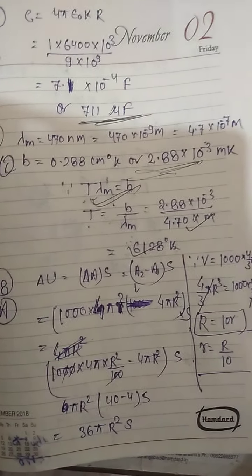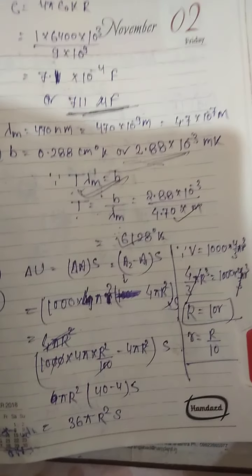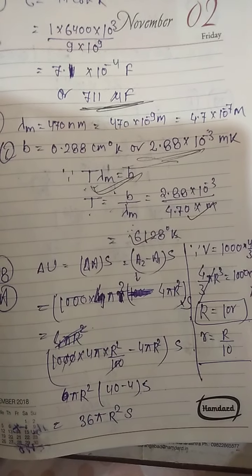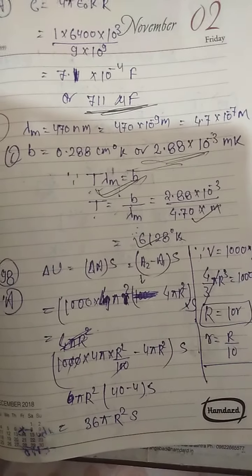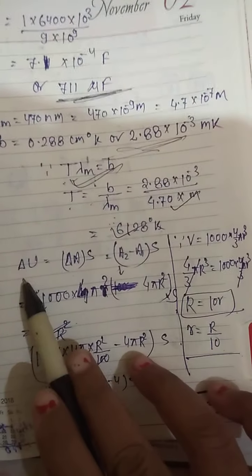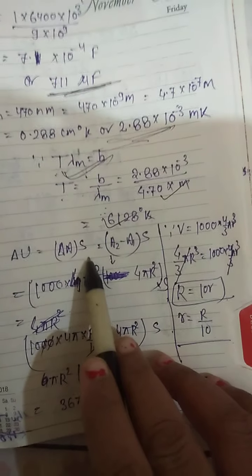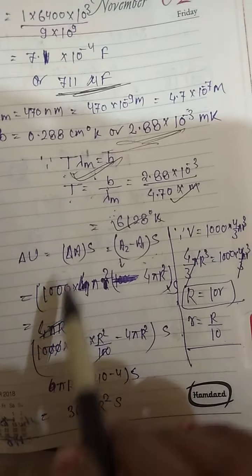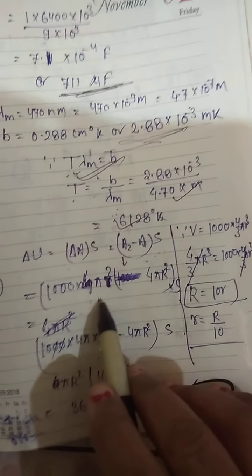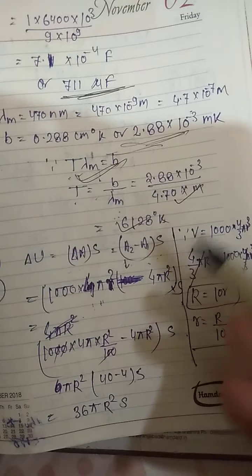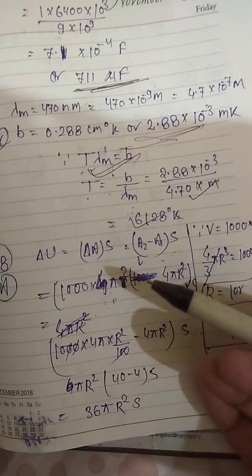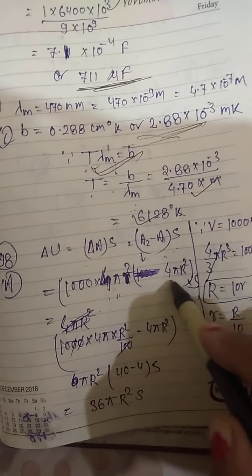Question number 98. A water drop of radius 10 to the power minus 2 m is broken into 1000 equal droplets. If the surface tension of water is 0.075 Newton per meter, the gain in surface energy will be, as we know, del U is equal to del A into S. Del A means A2 minus A1, into S. A2 means the area of all 1000 droplets, and A1 is the area of the one bigger droplet.